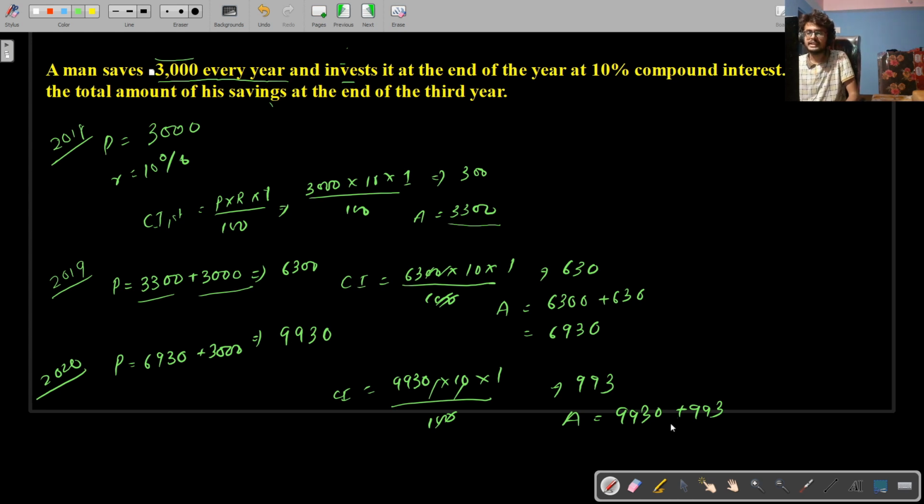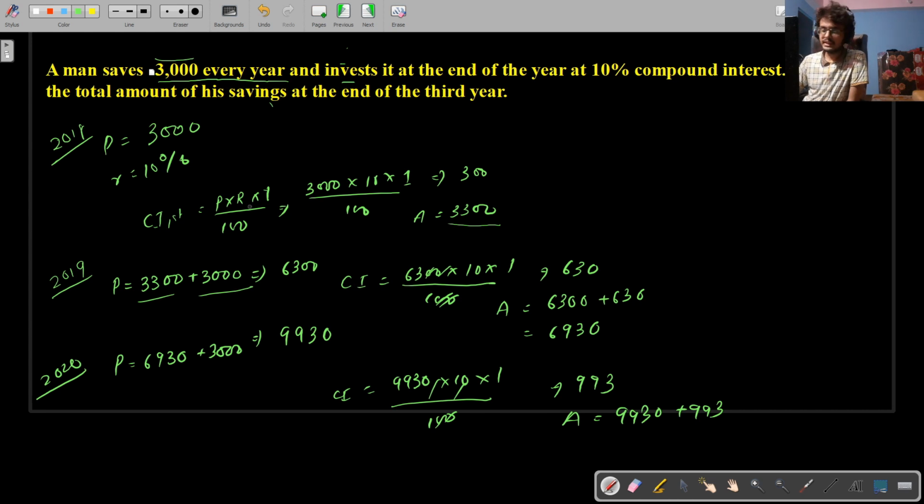So this was the mistake that I made. 9,930 is correct. So is this clear now? I made a big mistake here. The first part of the explanation was absolutely correct. He invested 3,000 every year.